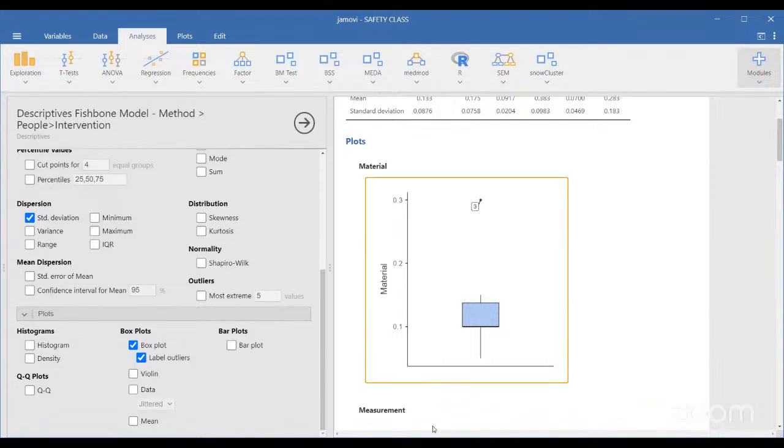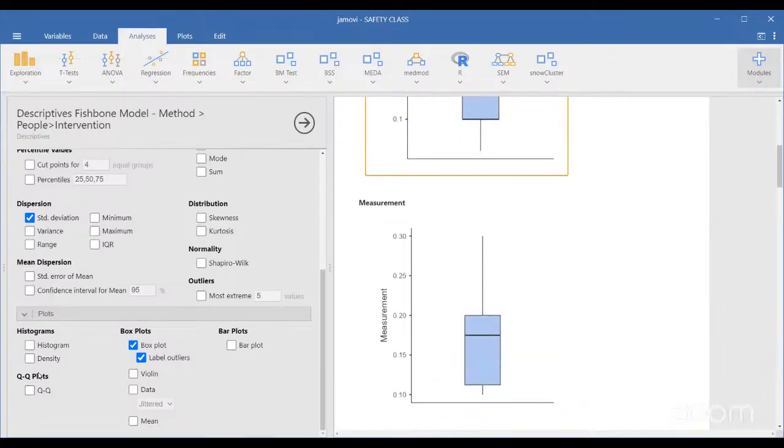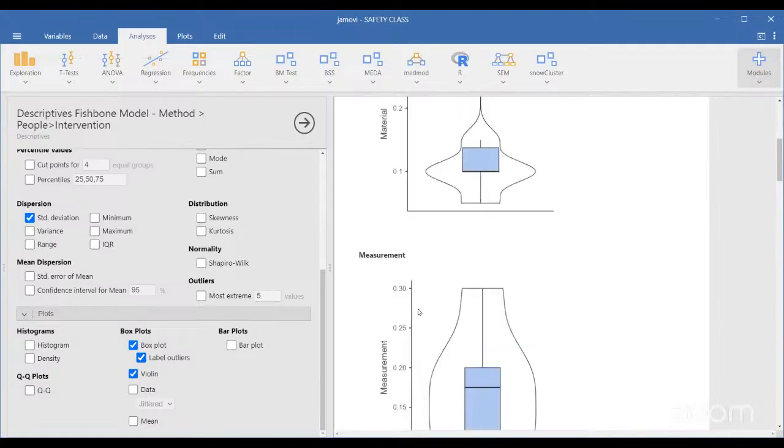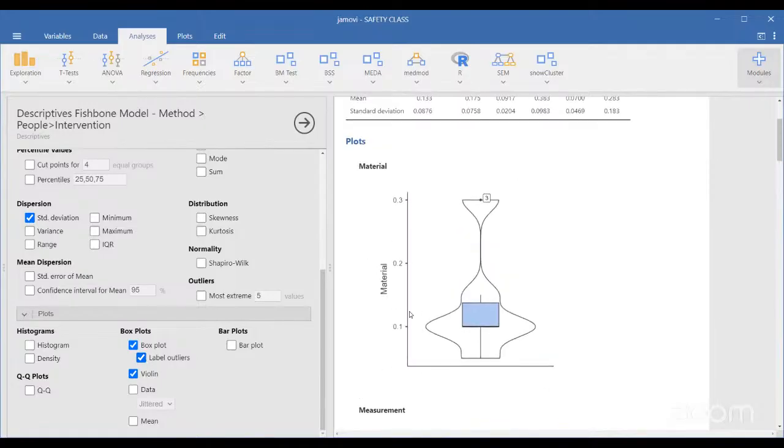Now you click the violin. So what you said? Click on violin. Okay, violin indicates where the maximum data lies. Here you can find out that the quartile 2, or the median, and the first quartile are at the same place in case of the material.